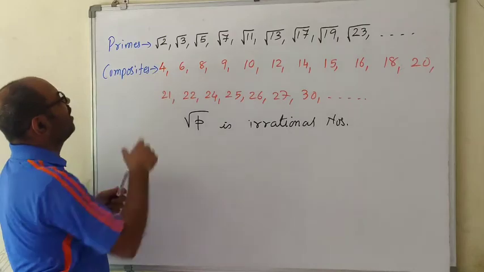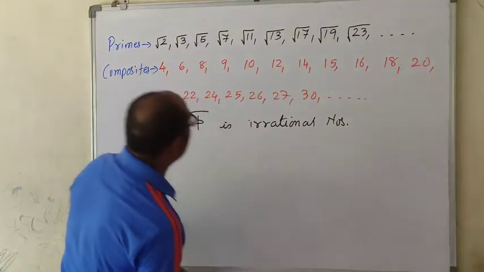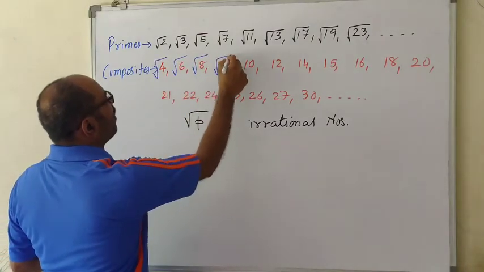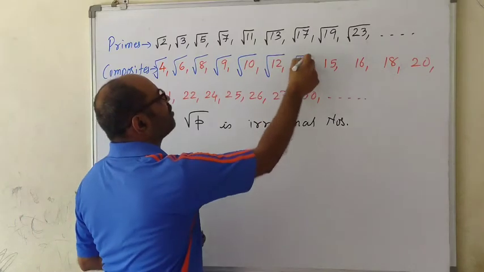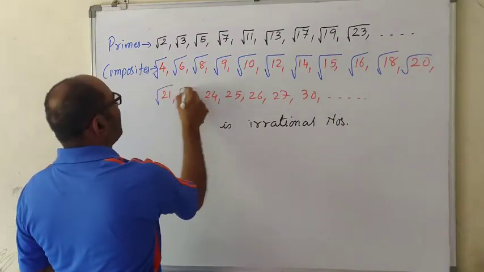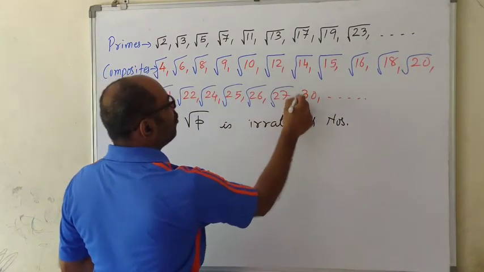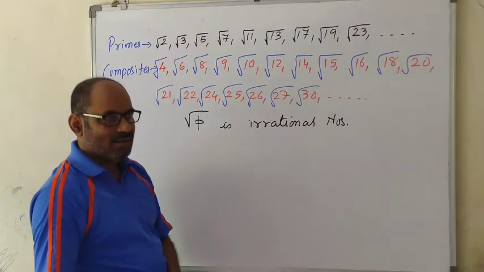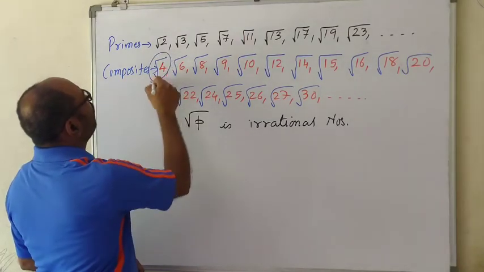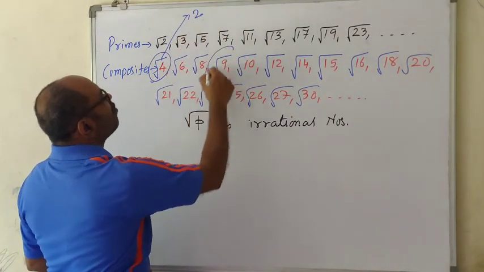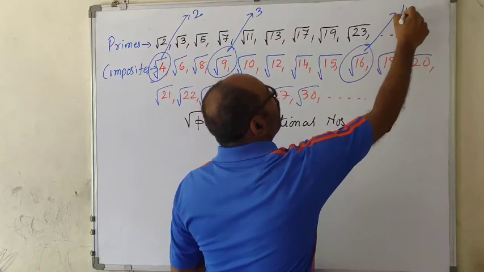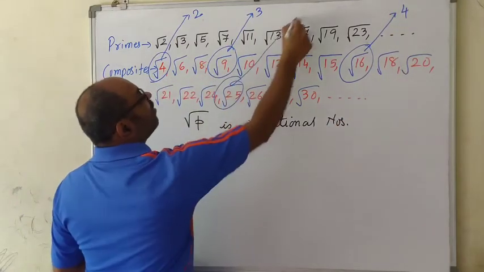Well, what about these composite numbers? Let's take their square roots. Square root of 4, square root of 6, square root of 8, square root of 9, square root of 10, square root of 12, square root of 15, 16, all square roots. And what do you find, children? All are not irrational. What is square root of 4? It's 2. What is square root of 9? It's 3. What is square root of 16? 4. What is square root of 25? 5.